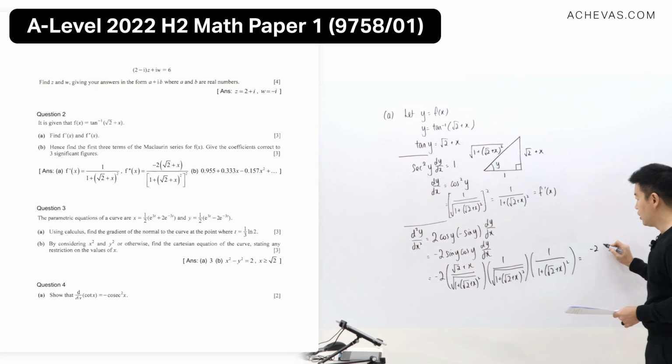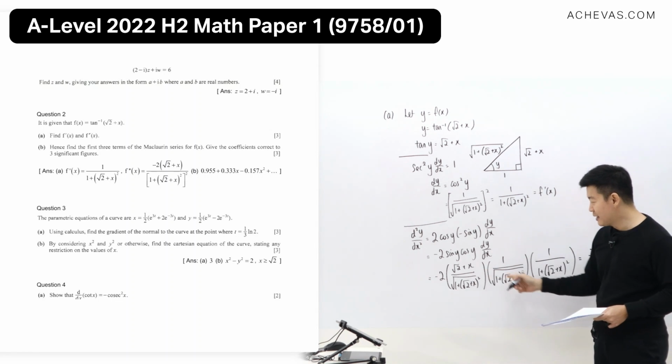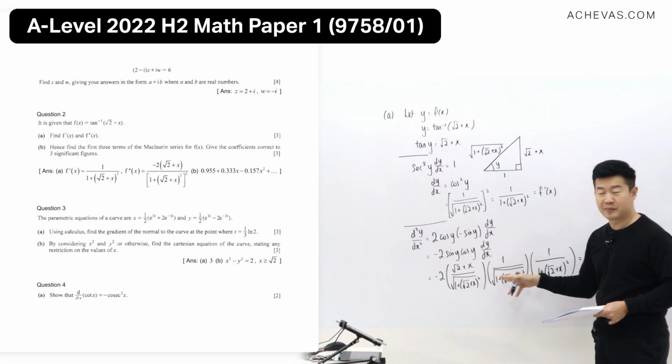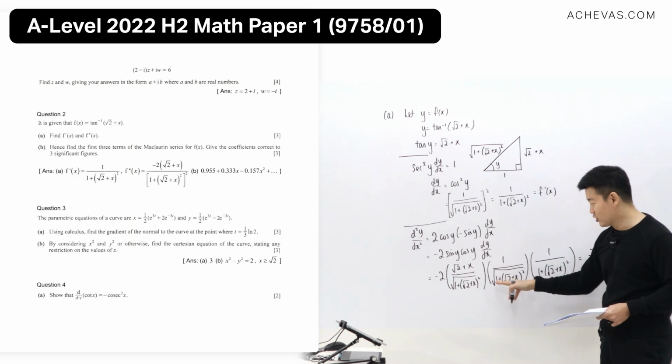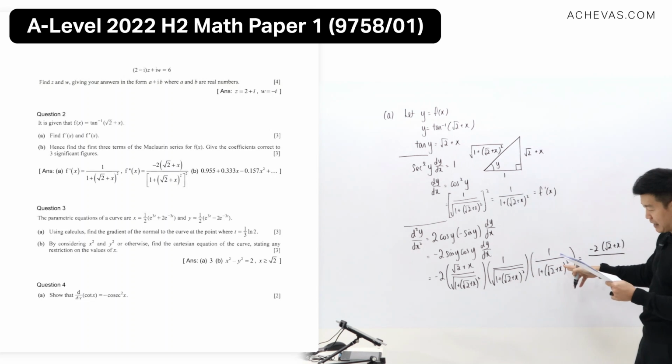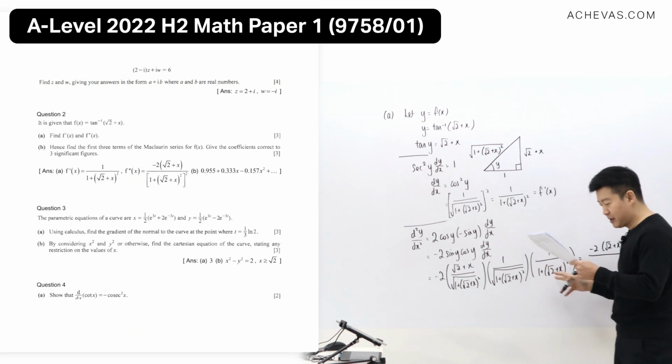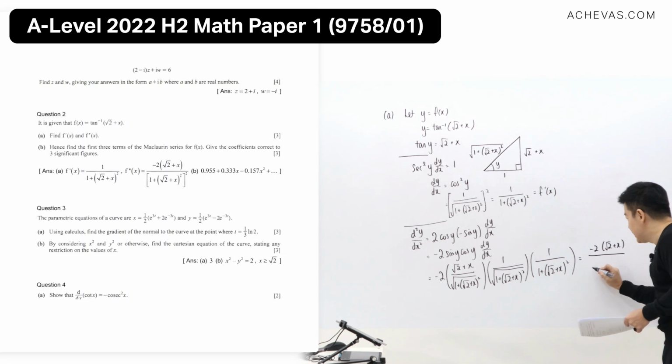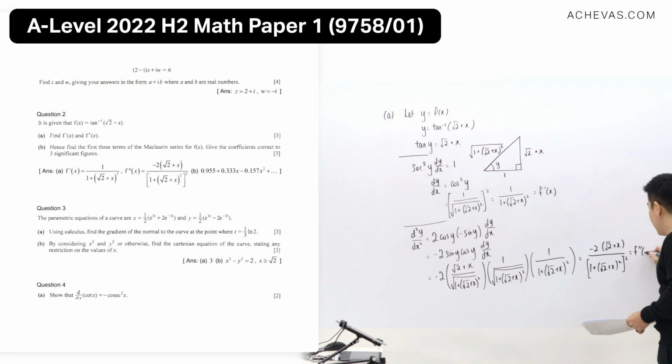So negative 2 of square root of 2 plus x, divided by this times this, which is actually the same thing. So it's as if this is going to be squared, and I'm going to be getting 1 plus square root of 2 plus x squared, and the whole thing squared. So this will be f prime prime x.